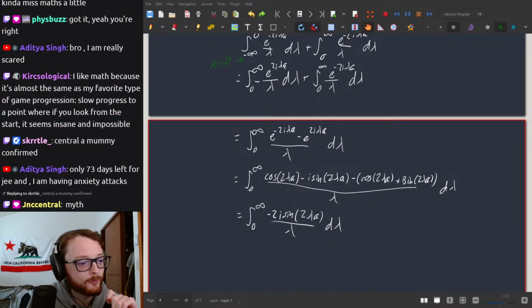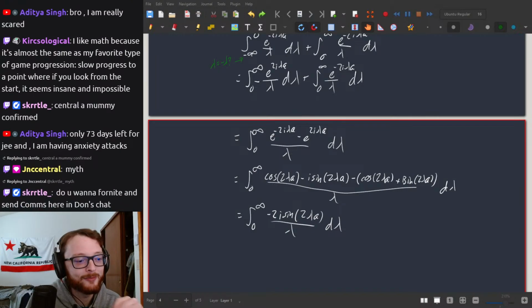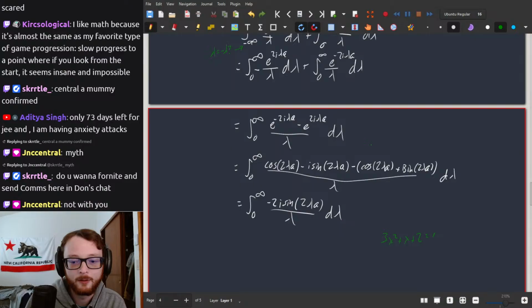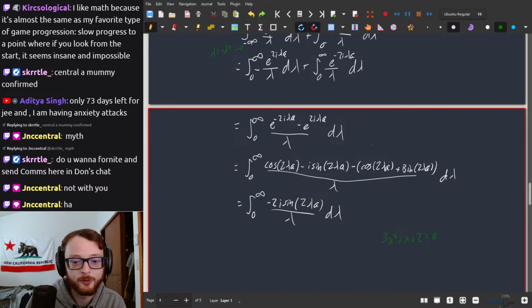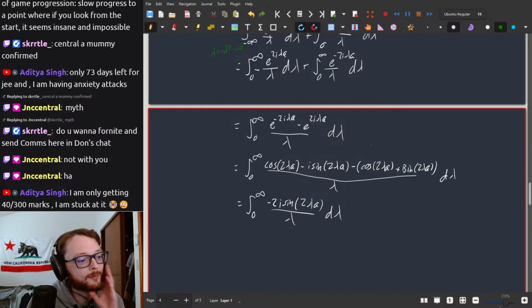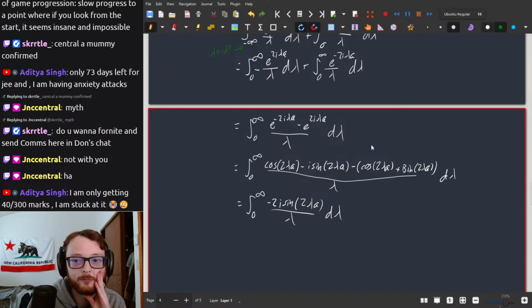I like math because it's almost the same as my favorite type of game progression. Slow progress to a point where if you look from the start, it seems insane and impossible. Yeah, I really like that take, Kirk, because I've thought about math in that way too, where the things that start off as really difficult, like maybe finding the roots of a polynomial, eventually become second nature to you, and you can do it mentally once you do it enough times, depending on the polynomial.